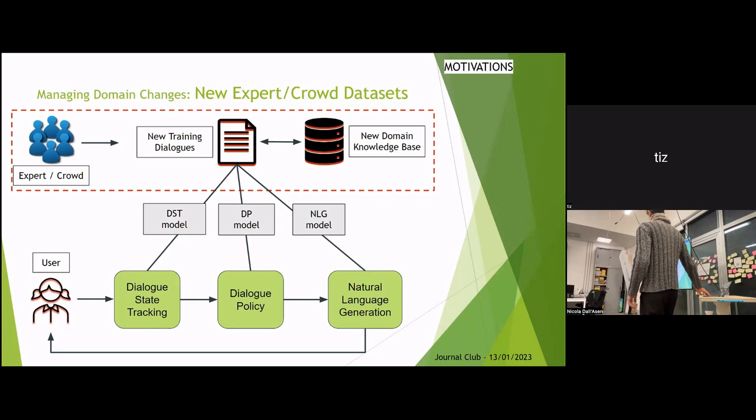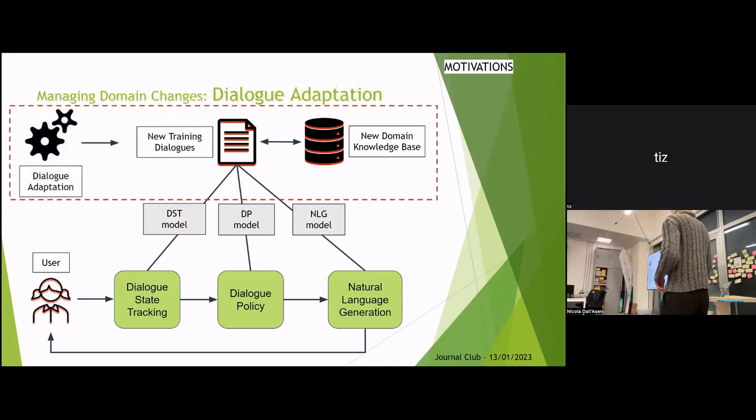And so an alternative to this, which is our solution, is to do the same thing but in an automatic way. We call this dialogue adaptation, and dialogue adaptation means creating new training dialogues that are consistent with the new domain knowledge base, with the new situation, in an automatic way.